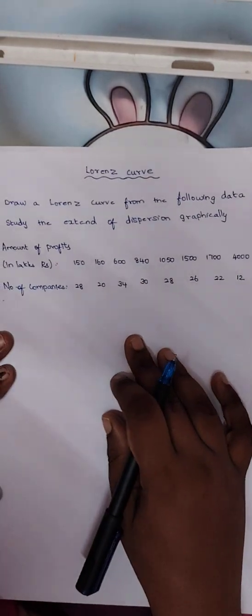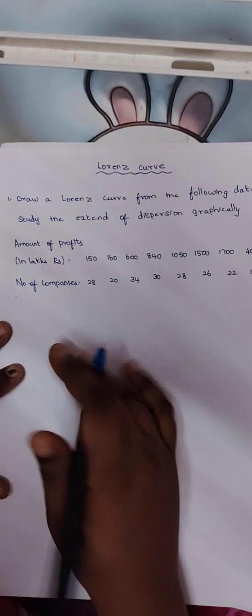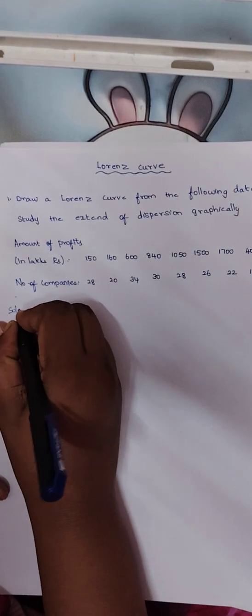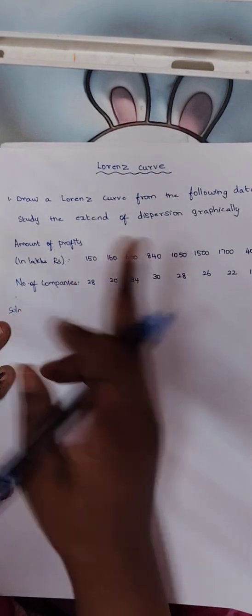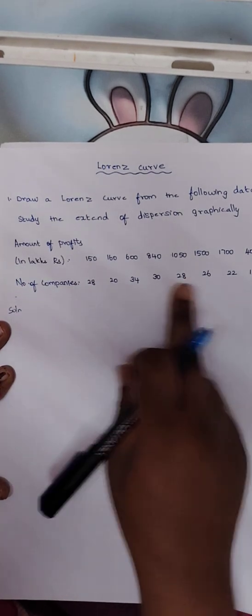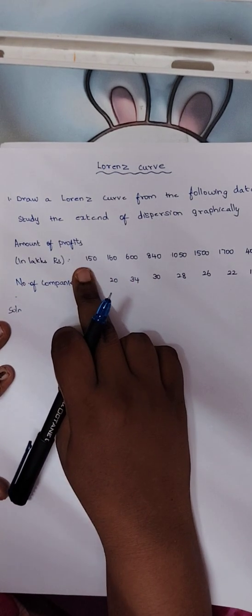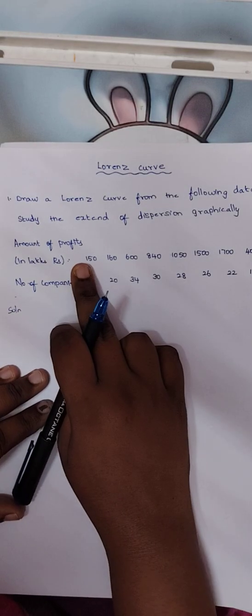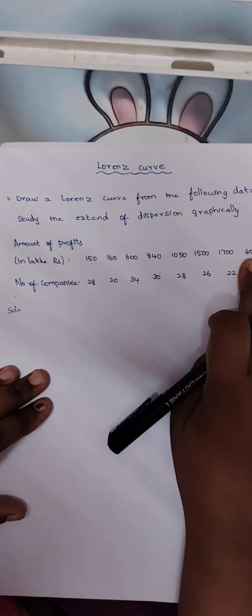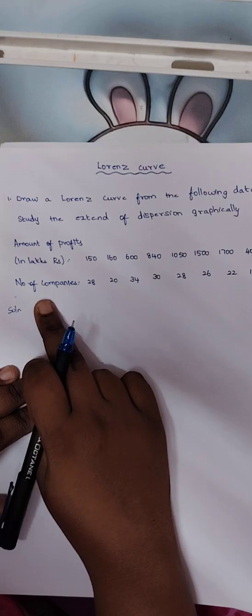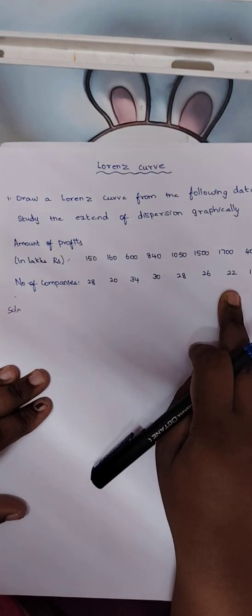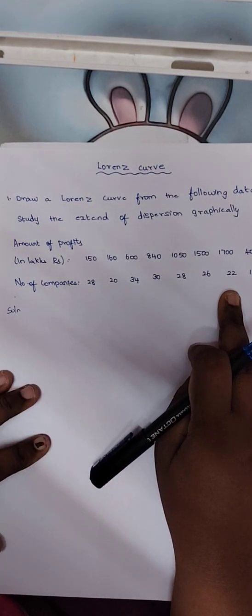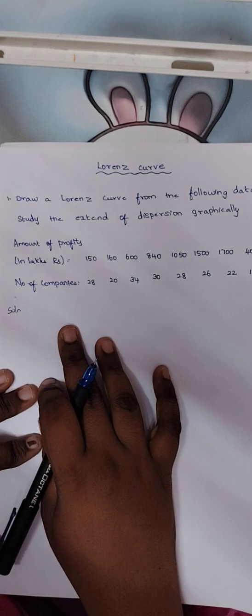To draw the Lorenz curve, first we need to find the cumulative frequency. Let us consider this as my x value and this as my y value. We need to consider the cumulative frequency of the amount of profit, the cumulative frequency of the number of companies, and then the percentage of each cumulative frequency. So let's go to the solution now.